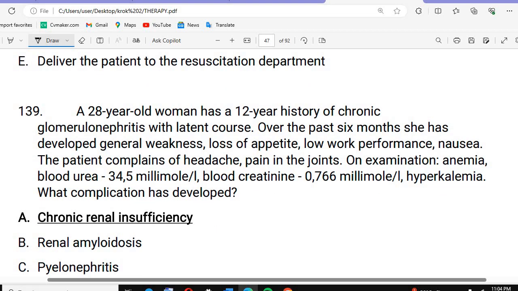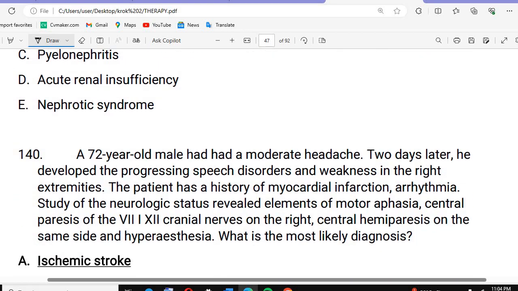Then, a 28-year-old woman with a 12-year history of chronic glomerulonephritis, with a relapsing course over the past 6 months, general weakness, loss of appetite, low work performance, nausea. The patient got headache, pain in the neck, anemia. Blood urea and blood creatinine are raised, hyperkalemia is there. What complication has developed? Now you have seen the patient has a history of chronic glomerulonephritis, which has been complicated to cause chronic renal insufficiency. Okay.